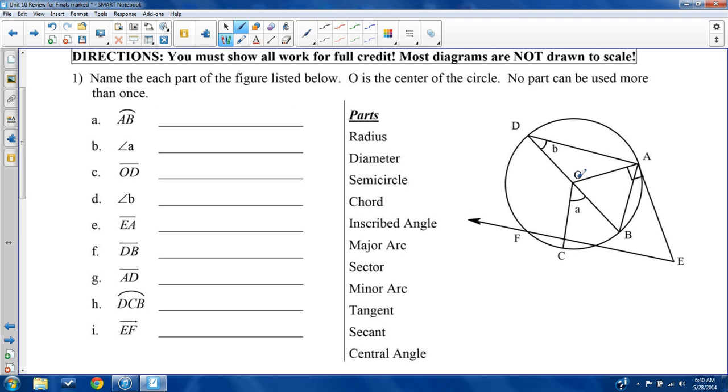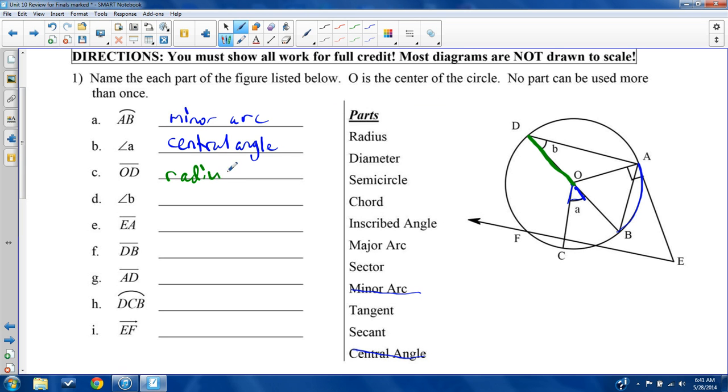O is the center of the circle. No part can be used more than once. So we're going to check and see which things are which. AB is a minor arc, right there, that guy. Minor arc is less than 180 degrees, and it has a 2-letter naming reference. Angle A, this little angle A right here, if O is at the center, this is a central angle. It is formed by 2 radii. I'm sure we're about to run into a radius here. OD, here we go. Here's your radius I was referring to. That is a radius.